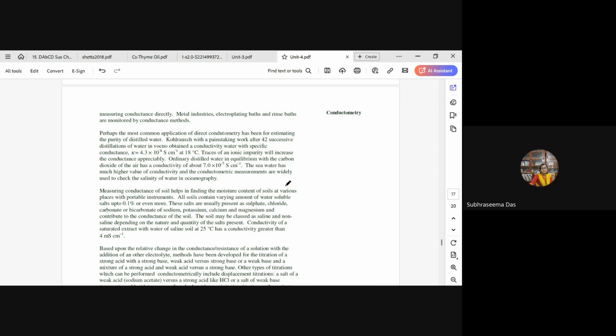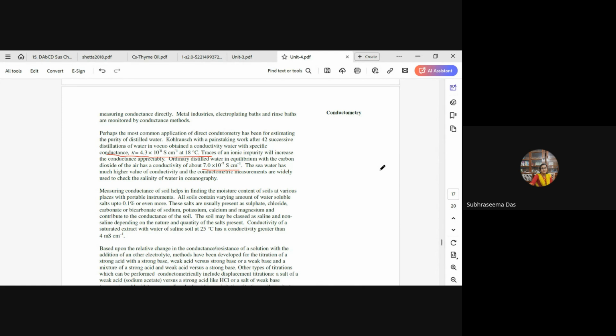Kohlrausch worked with 42 successive distillations of water, and he obtained water with a specific conductance kappa equal to 4.3 into 10 to the power minus 8 Siemens per centimeter at 18 degrees centigrade. So traces of any impurity present in the water will increase the conductivity value. Ordinary distilled water in equilibrium with the carbon dioxide of the air has a conductivity of about 7 into 10 to the power minus 7 Siemens per centimeter.